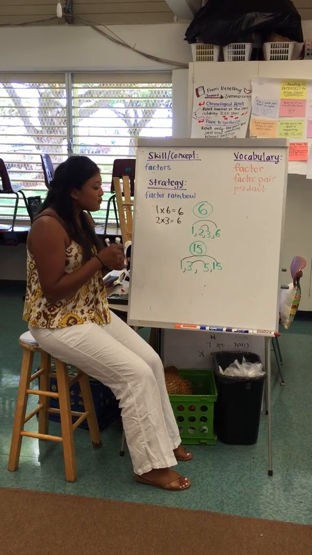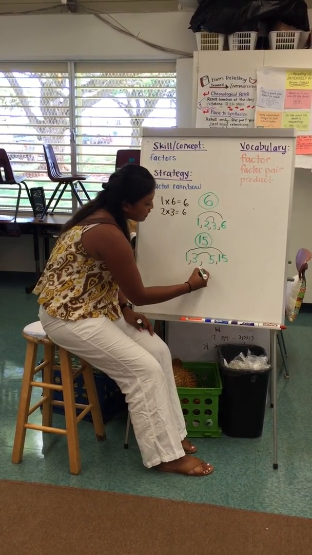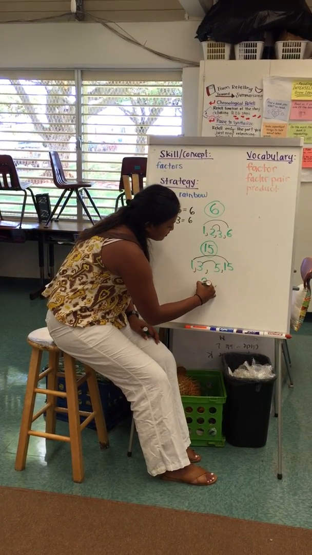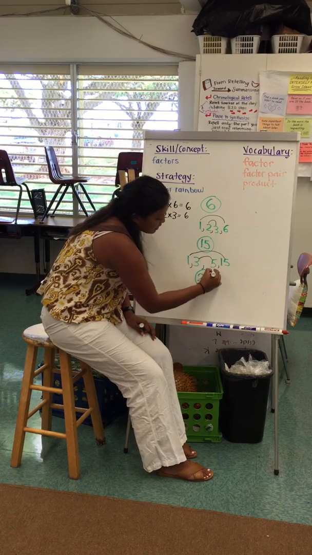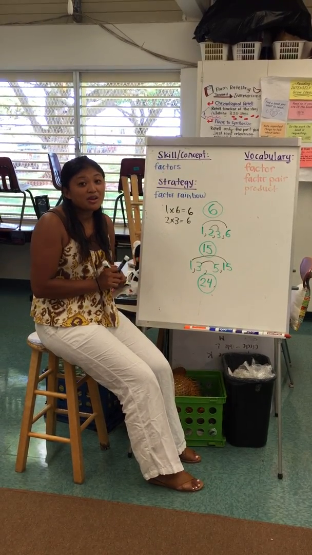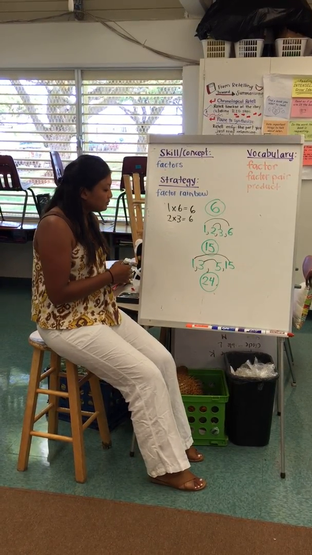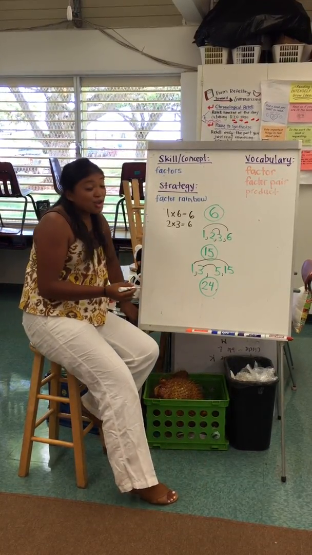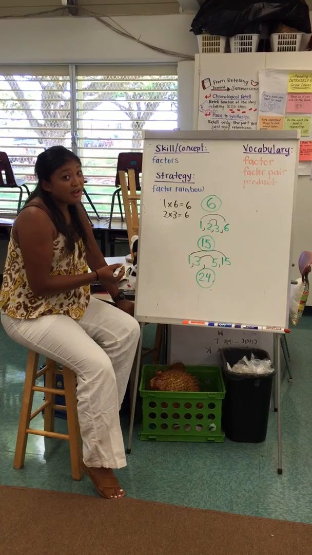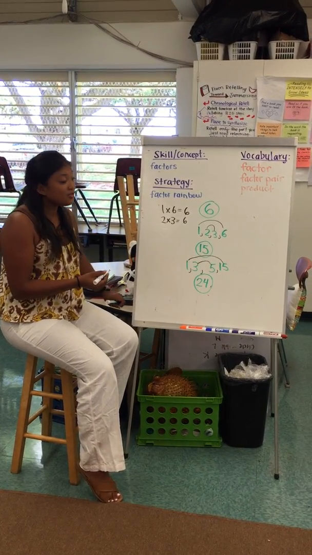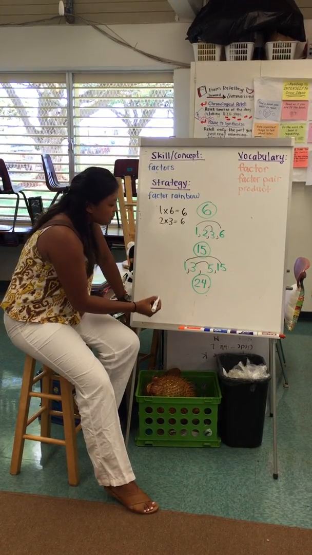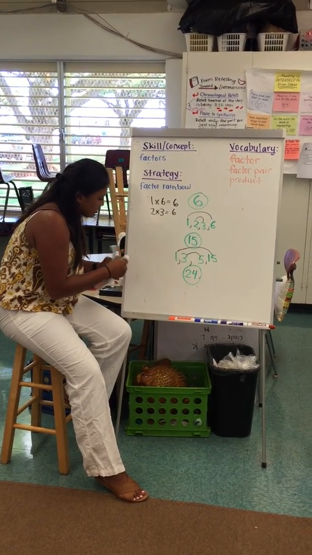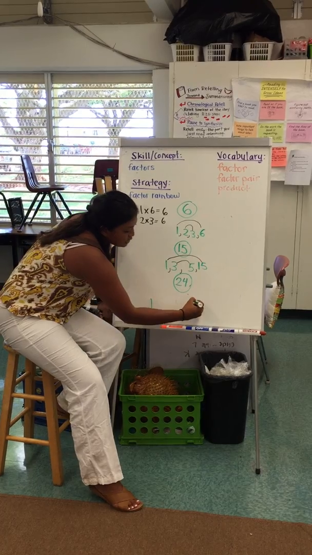Okay, here's your number. Be ready to pause the video. Ready? 24. Go ahead and pause the video and try it by yourself. Okay, how did you do? So let's try to see if you could use the factor rainbow to find all of your factors and factor pairs. So again, I'm going to start with the number 1 and 24.